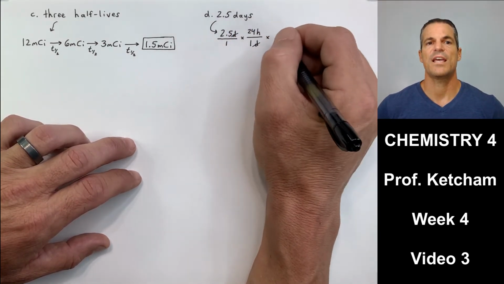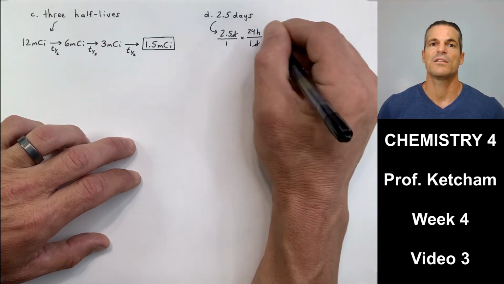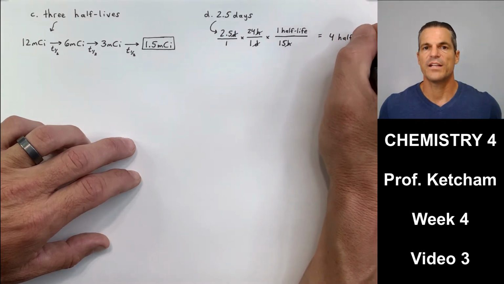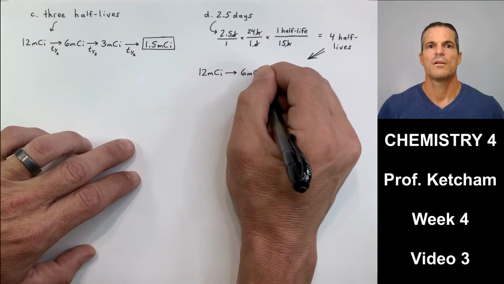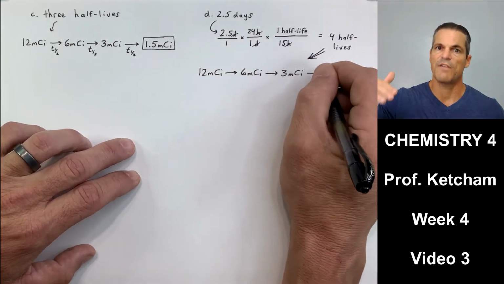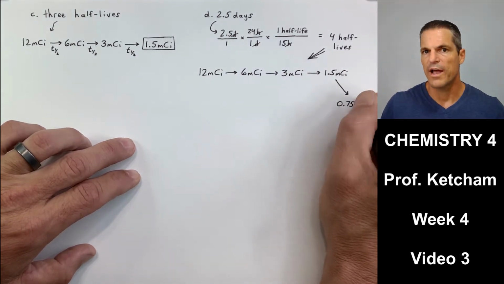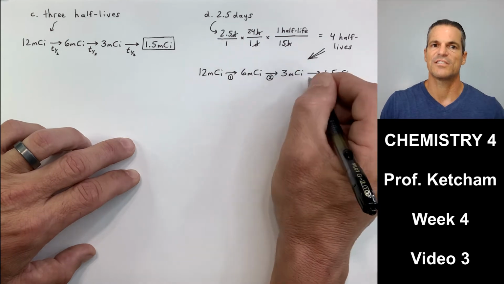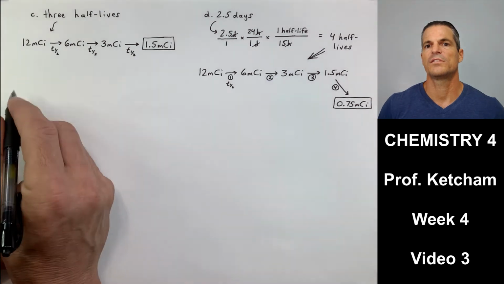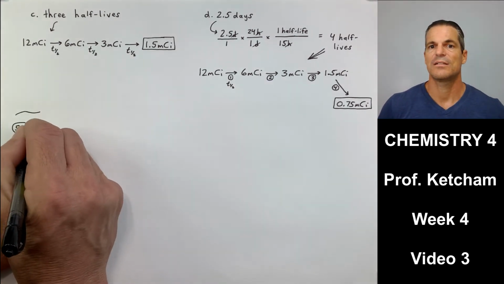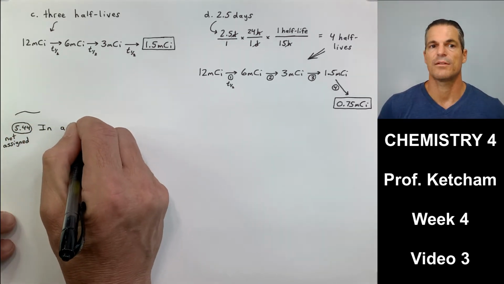All right, 2.5 days. Well, this is not put into hours, and we need to convert it into hours and then convert it into half-lives. We have to find out what 2.5 days means. Start with what you're given, put it over 1. For every 2.5 days, there's 1 day for 24 hours. 15 hours is equal to 1 half-life. We have 4 half-lives here. If you look at your answer to C, 1.5, you just do 1 more half-life, which is why you have 0.75 millicuries, little m, big C, little i. That just means it has that much radioactivity left.